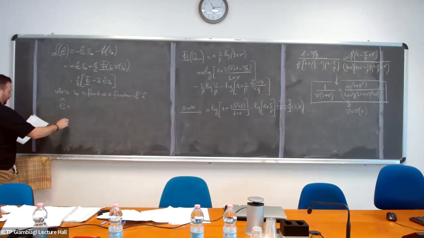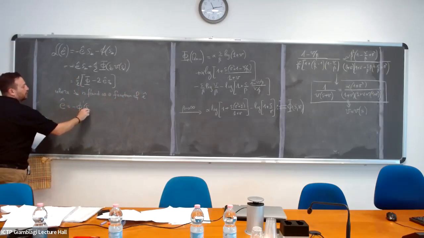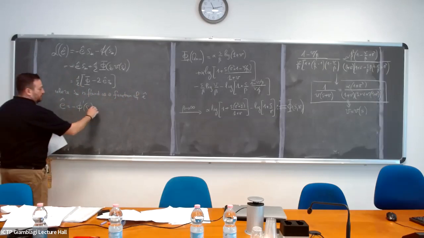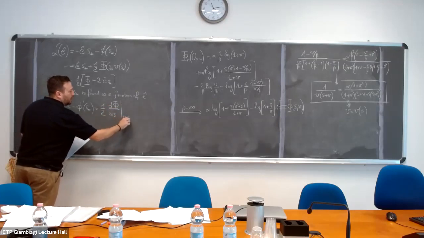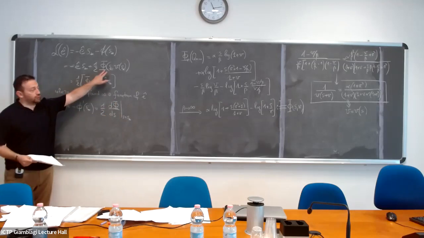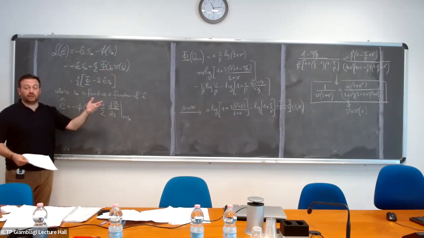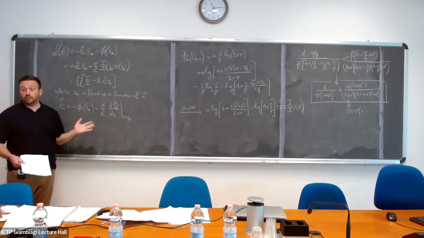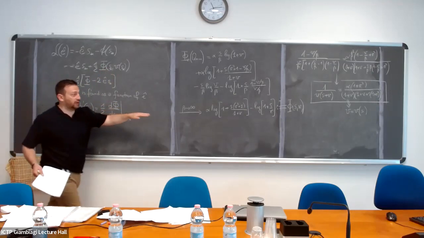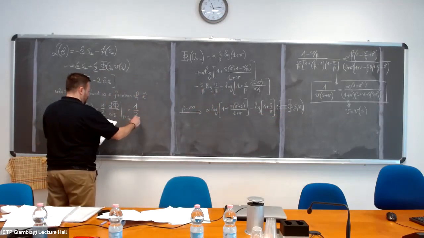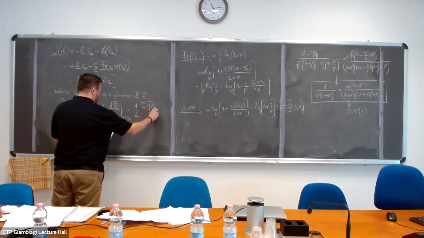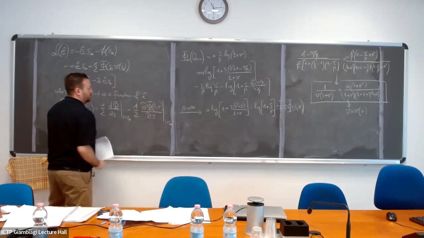So E hat must be equal to minus phi prime evaluated in S, S star. So this is 1/2 the total derivative of capital phi with respect to S evaluated in S equal to S star. But phi is a function of two variables, S and V of S. So you need to take the derivative with respect to the first argument and the derivative with respect to the second argument using the chain rule. But the derivative with respect to the second argument is zero because of the stationarity condition. Okay. So what remains is really just the partial derivative of phi with respect to S, using S equal to S star.